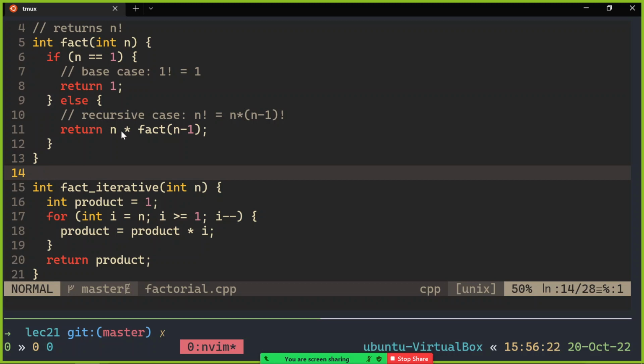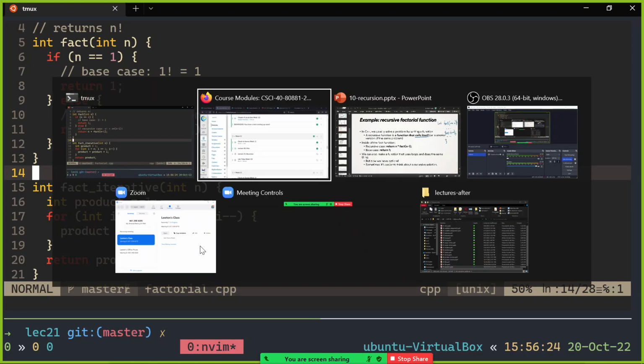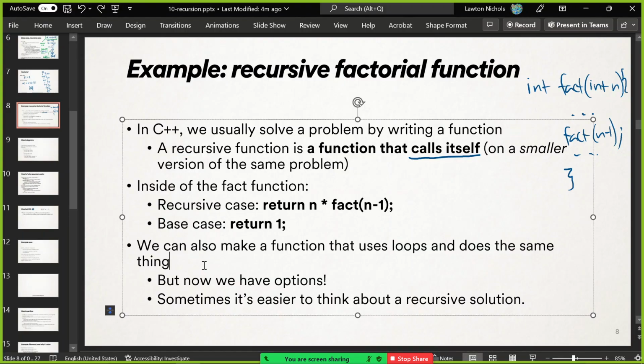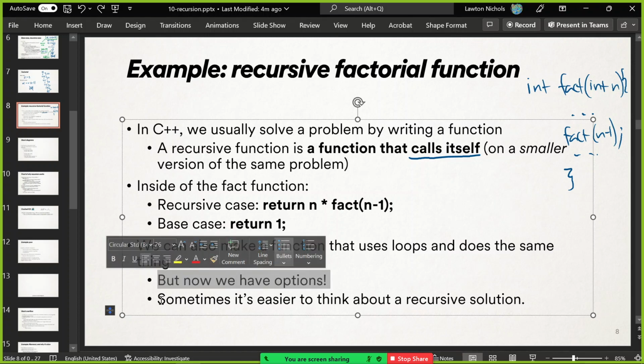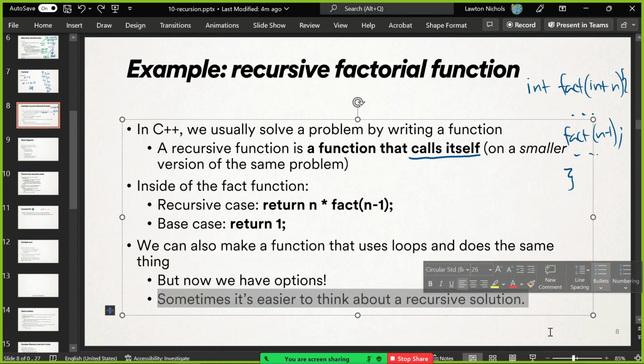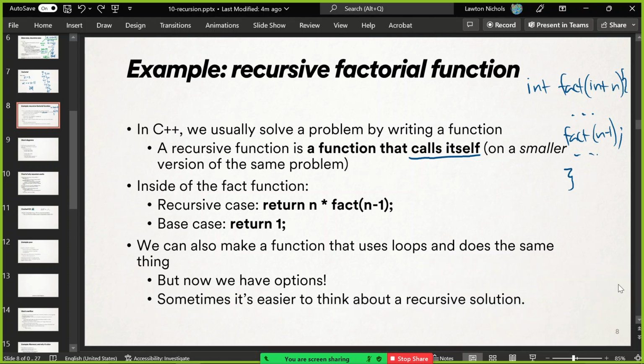So now we have two options, right? We have two options to implementing the factorial function and any other function that uses loops. It can always be translated into a recursive solution. Sometimes it's infinitely easier to think about a problem in terms of recursion. I promise, one day, recursion is going to be very, very helpful. If not tomorrow, definitely in CSCI 41.